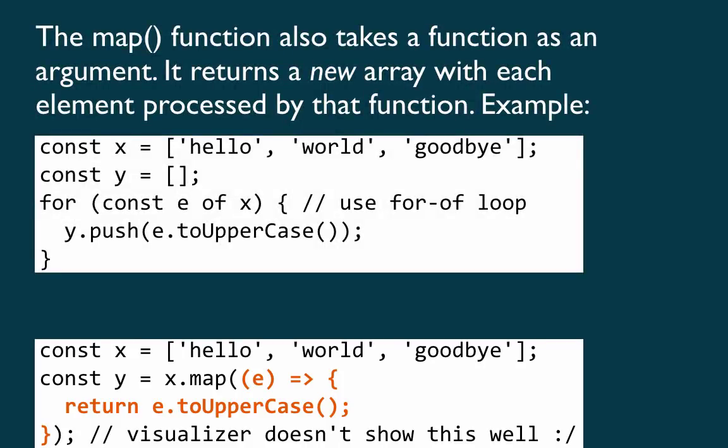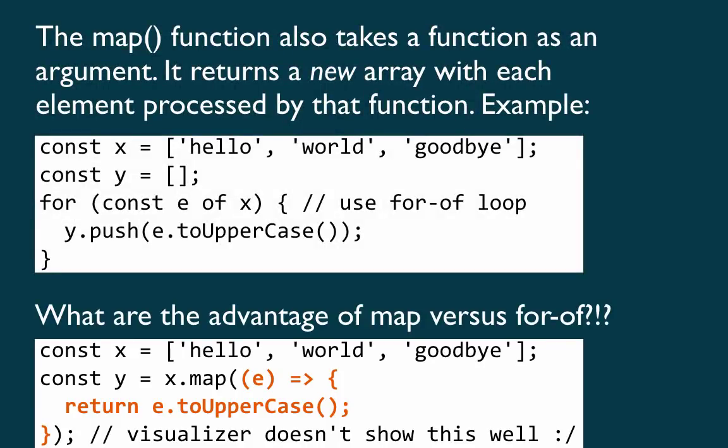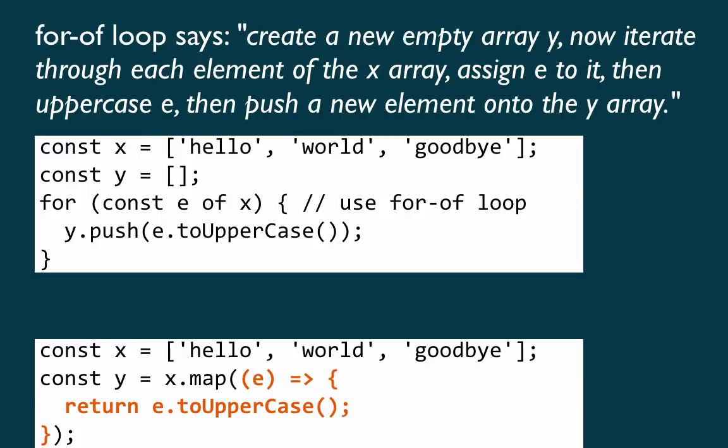Okay, so what are the advantages of using map versus for...of? You can do the exact same thing. Some people prefer what's called a functional style of writing functions and not writing loops. One way to think about this conceptually is that the for loop, if you read it out loud in English or pseudocode, reads something like this. First create a new empty array y. Now iterate through each element of the x array, assign e to it, then uppercase the e, then push a new element onto the y array. So that's literally what the for loop does.